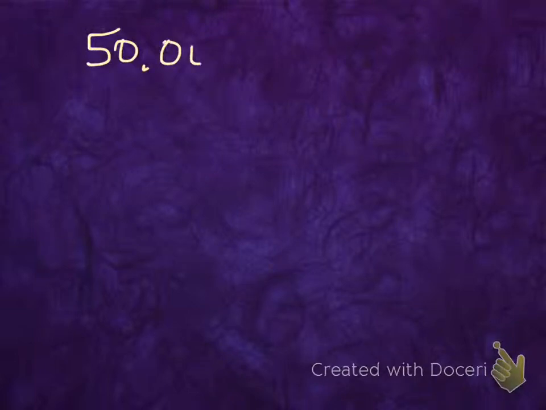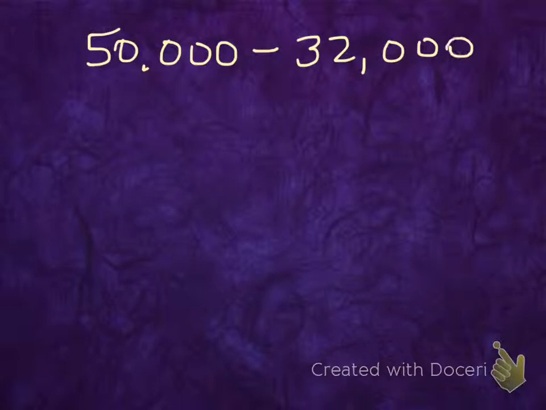50,000 minus 32,000. And 50,000 minus 32,000 is 18,000.